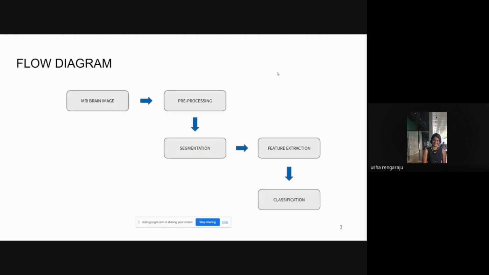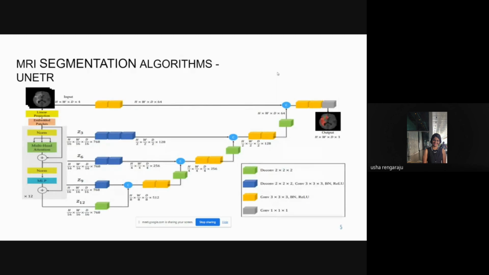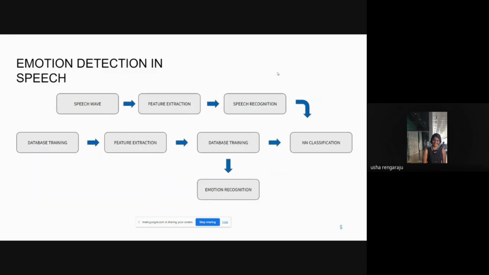So for use cases like this, you take an MRI brain image, do pre-processing, segmentation, and then feature extraction, and then you classify whether the child has autism or not. So this is how the pipeline looks like. And for the data set, we have ABIDE. For the algorithms, there are a lot of algorithms out there. And you can also see UNETR, which is a transformer-based architecture, or you can use any simpler segmentation algorithms as well.